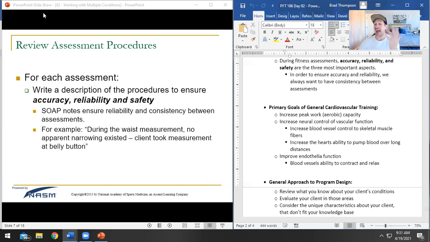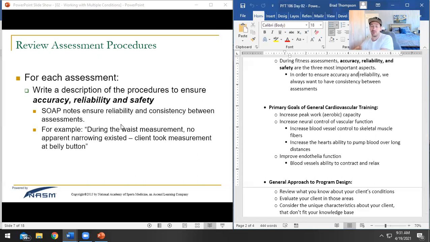So how do we do that? How do we ensure that our assessments are very repeatable? Well, this is where SOAP notes come in. This is where SOAP notes come to the rescue. Writing a description of the procedures that you performed, and any adjustments that you made, in your SOAP notes and keeping those written down is going to make it very easy for you to repeat that. So here's a really good example.